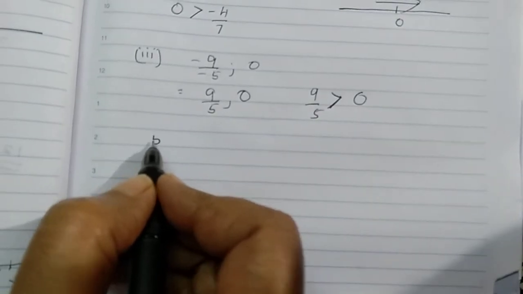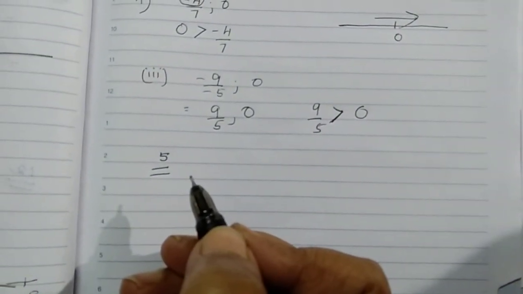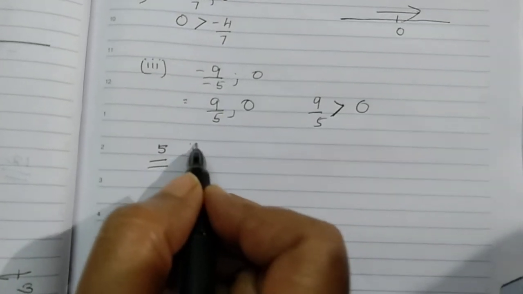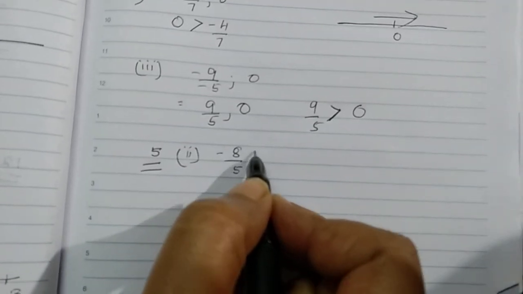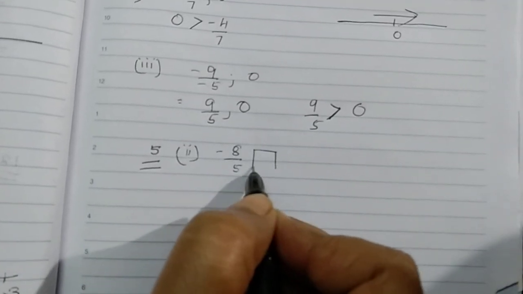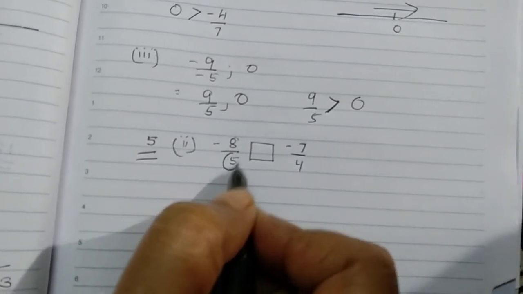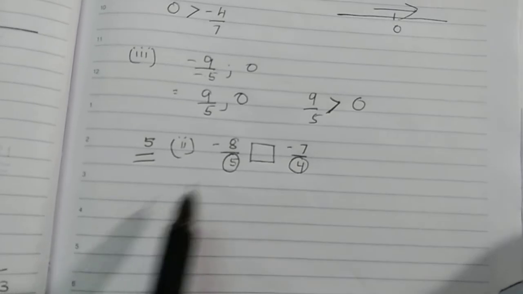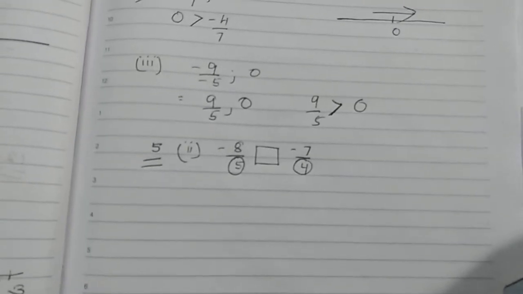Question number 5. Fill in the boxes with correct symbols of greater than, less than, or equal to. Suppose I do the second part. It is minus 8 by 5, box, minus 7 by 4. But see, these two denominators are different. So if you have different denominators, you cannot compare the numbers. Then how should you do it?